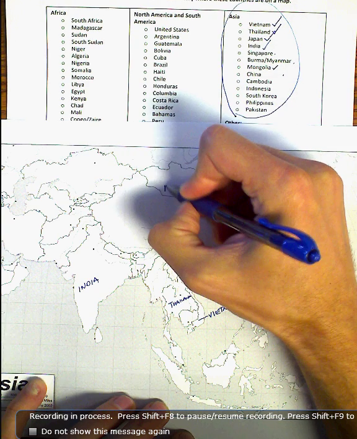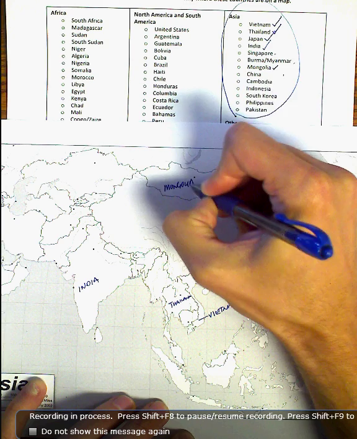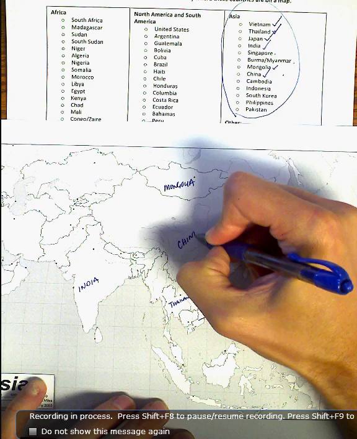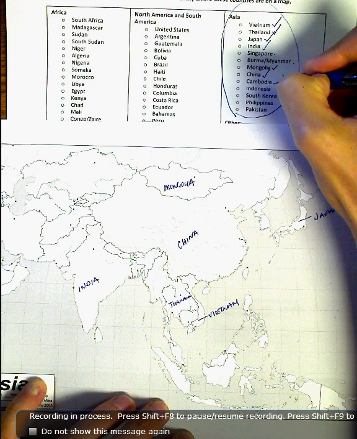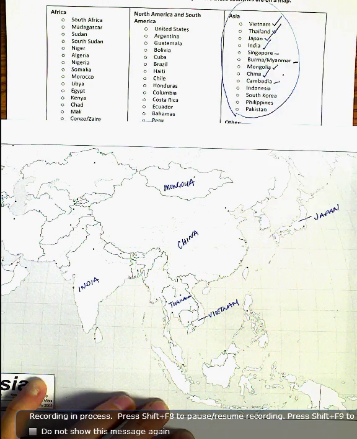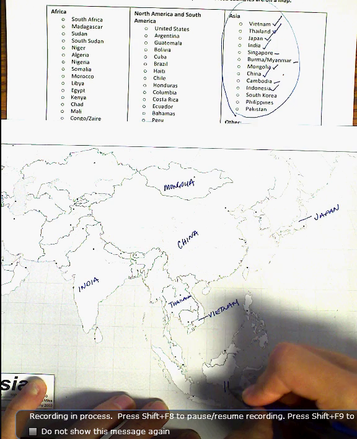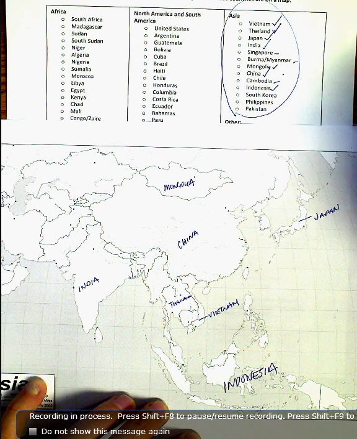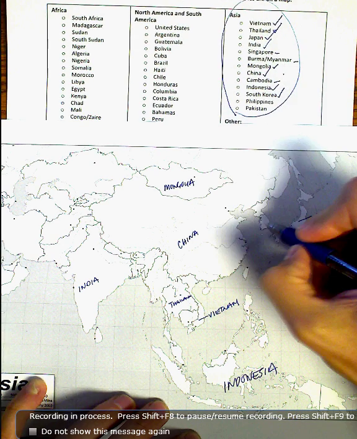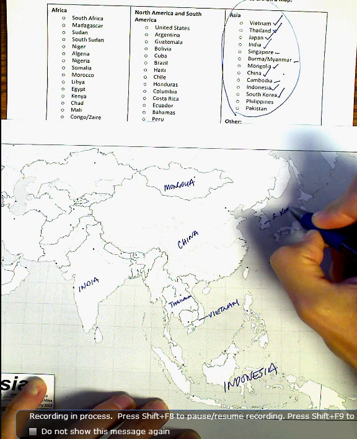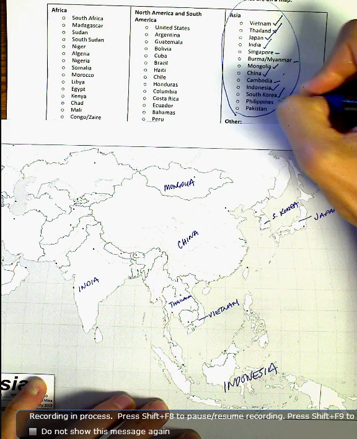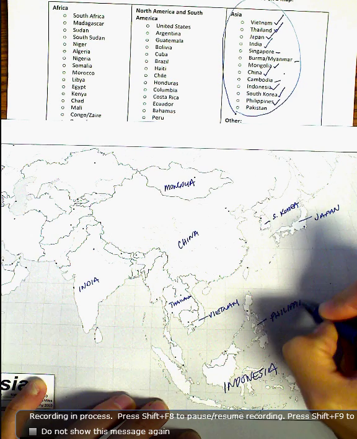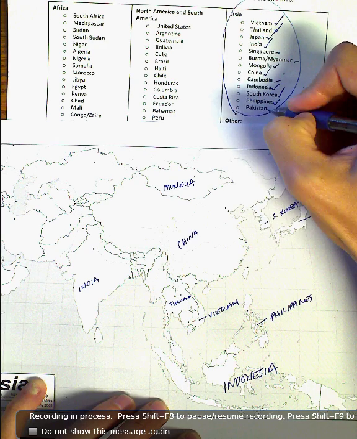Mongolia. China. Cambodia. I'll act as if I don't know where that is either. Indonesia, which is this chain of islands. South Korea. The Philippines. And Pakistan.